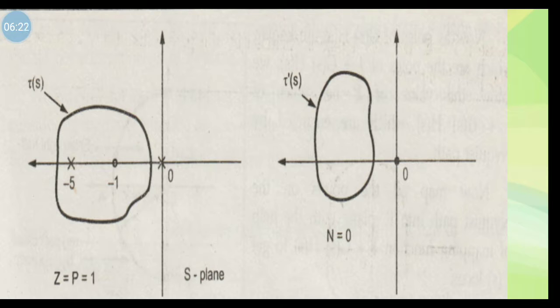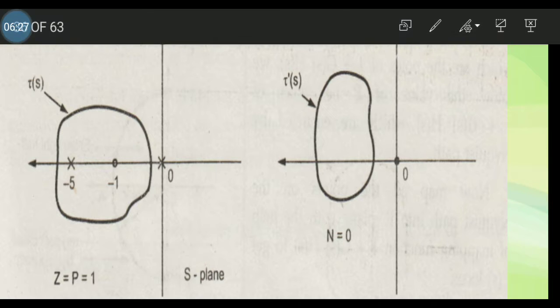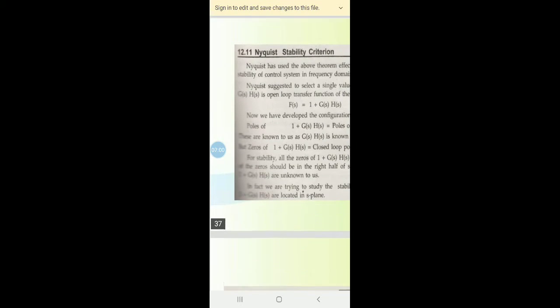So you can see N is 0, number of encirclements. So here P equals Z. In the previous case we have seen P less than Z. Z is encircled, P is 0 and Z is 1. So P is 1, Z is 0 means P is greater than Z. In this you have seen the pole encircled within this path of s. So P is greater than 0. P is 1, Z is 0. So P is greater than 0. Okay, so this is about that.